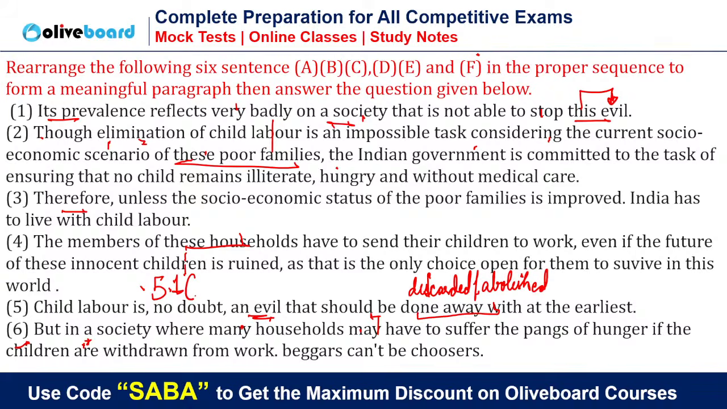But in a society where many households may have to suffer the pangs of hunger if the children are withdrawn from work. Beggars can't be choosers, because there are many households where children are the only breadwinners, and if we stop them from working, they will suffer the pangs of hunger. So they will have to starve. So beggars can't be choosers.